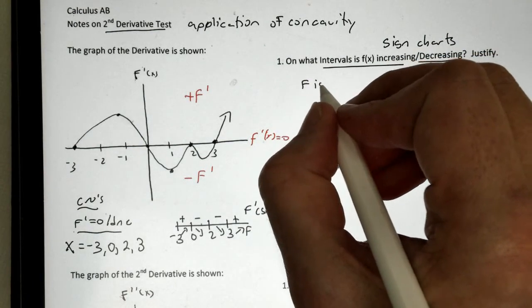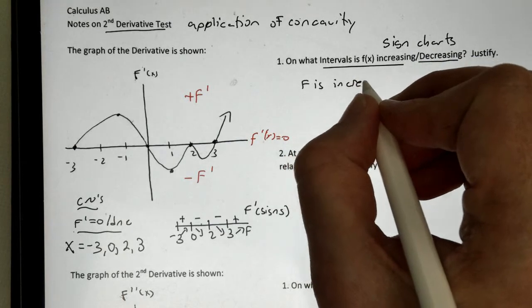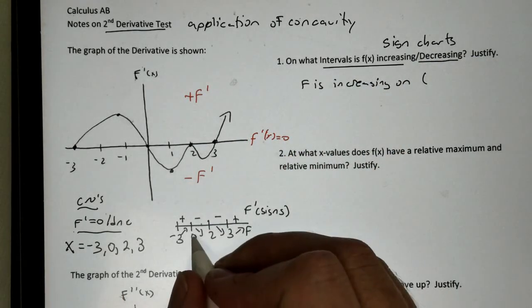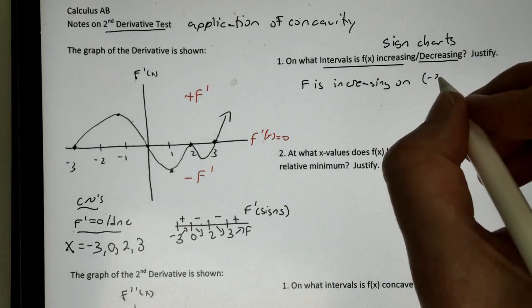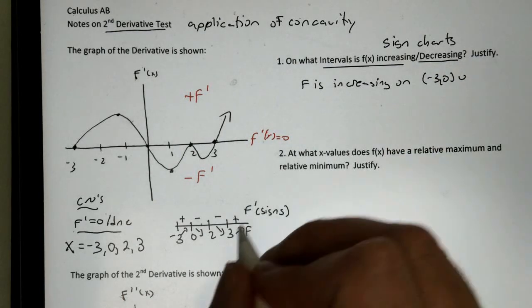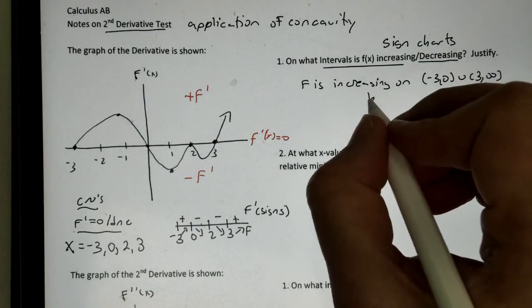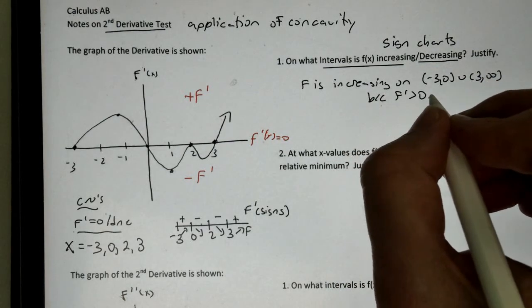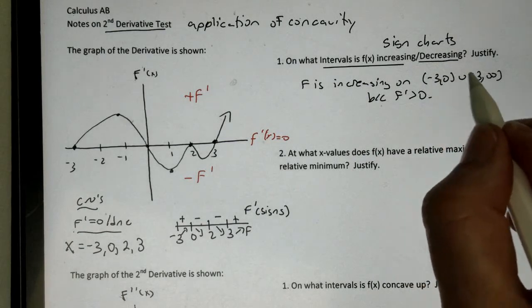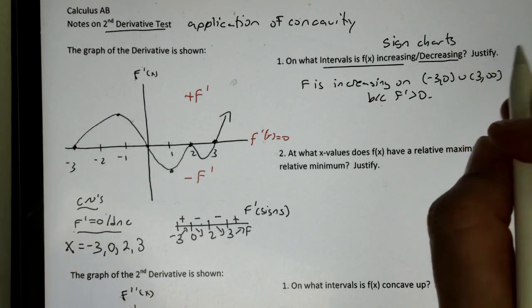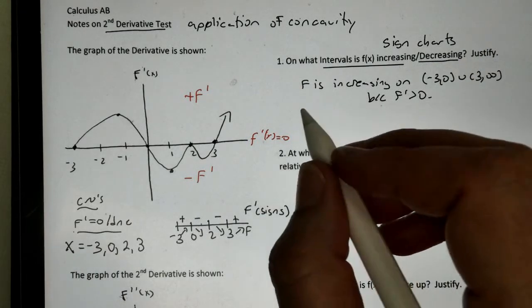F is increasing on the following domains: -3 to 0, or from 3 to infinity, and that is because our derivative is positive. Now again, I always prefer soft brackets. It's always a debate, soft brackets or hard brackets, but I do always tend to prefer the soft brackets.